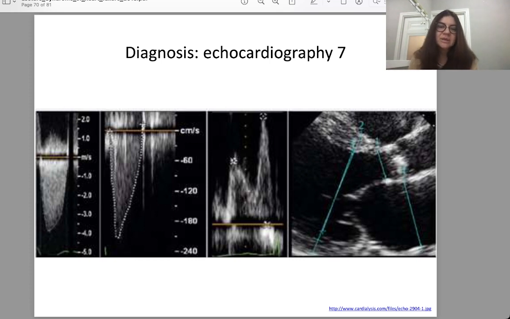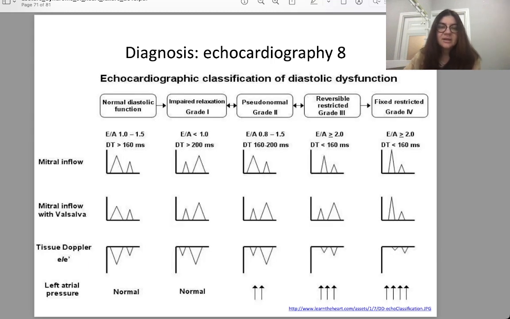Another way, it is B and M types of echocardiography that show valve insufficiency or valve regurgitation. And a typical view of B mode of echocardiography in different cases: in mitral inflow with Valsalva, and according to tissue Doppler, and left atrial pressure. And we can differentiate whether there is diastolic dysfunction with impaired relaxation, pseudo-normal, reversible restricted, and fixed restricted.